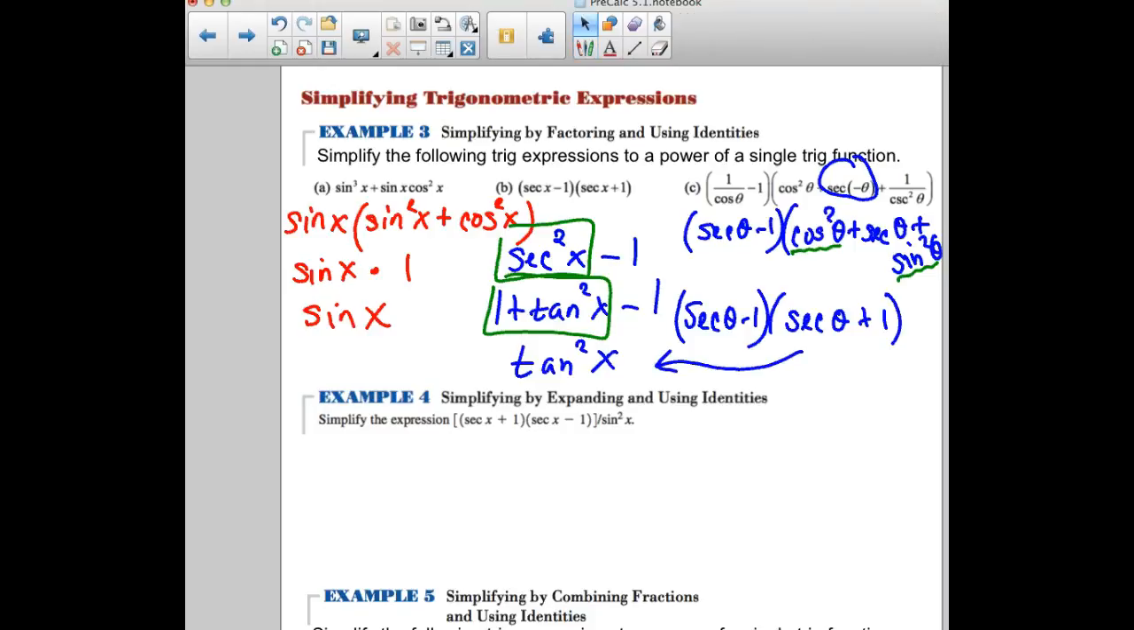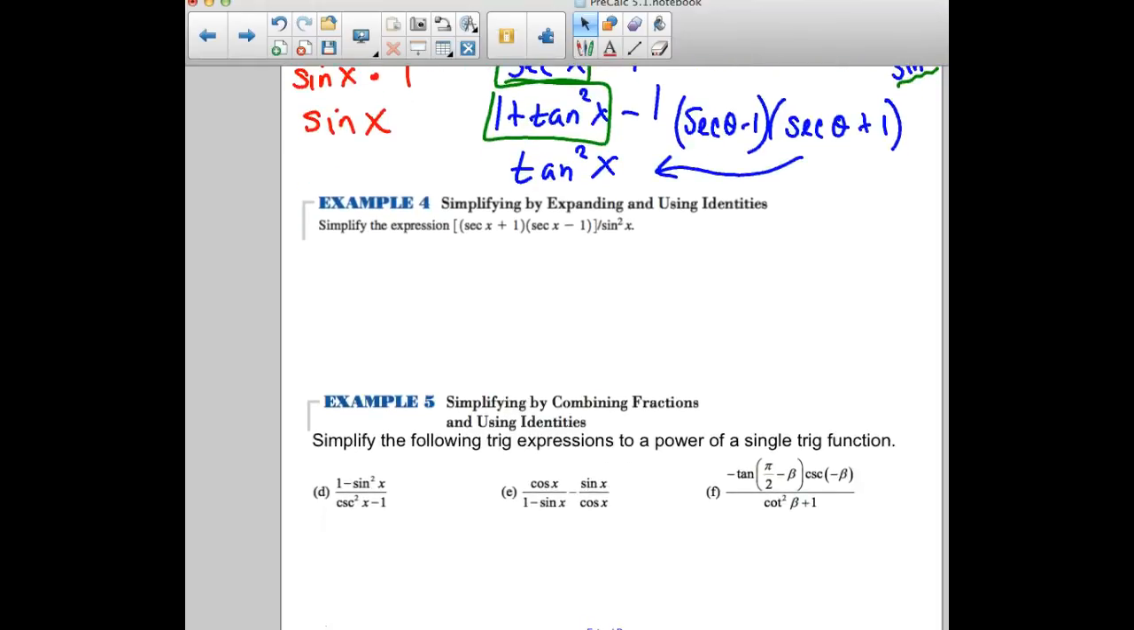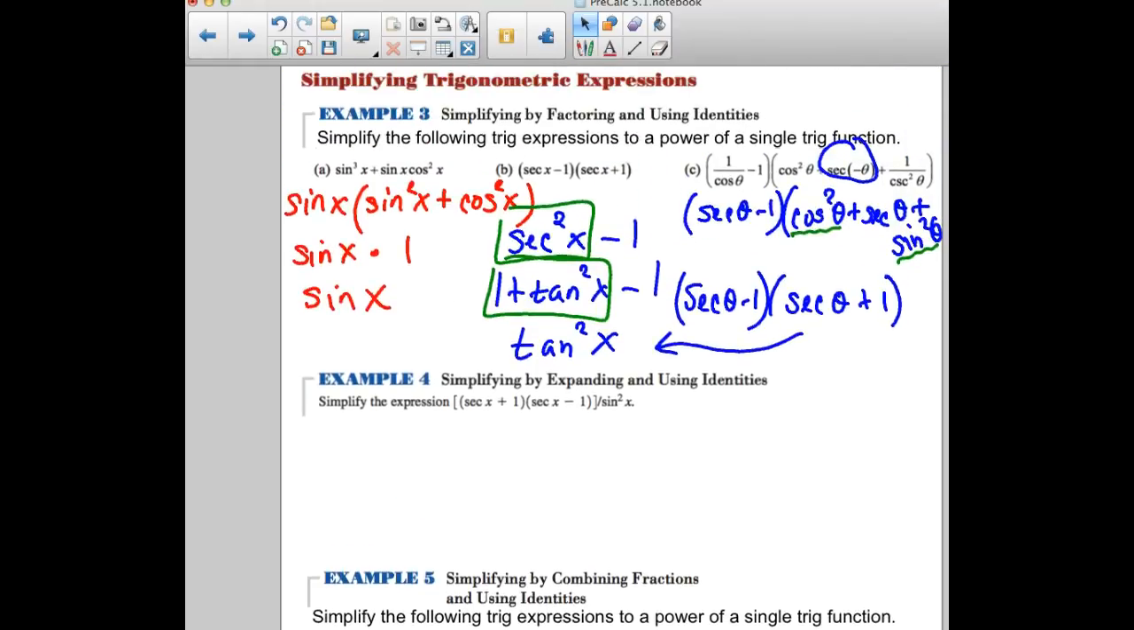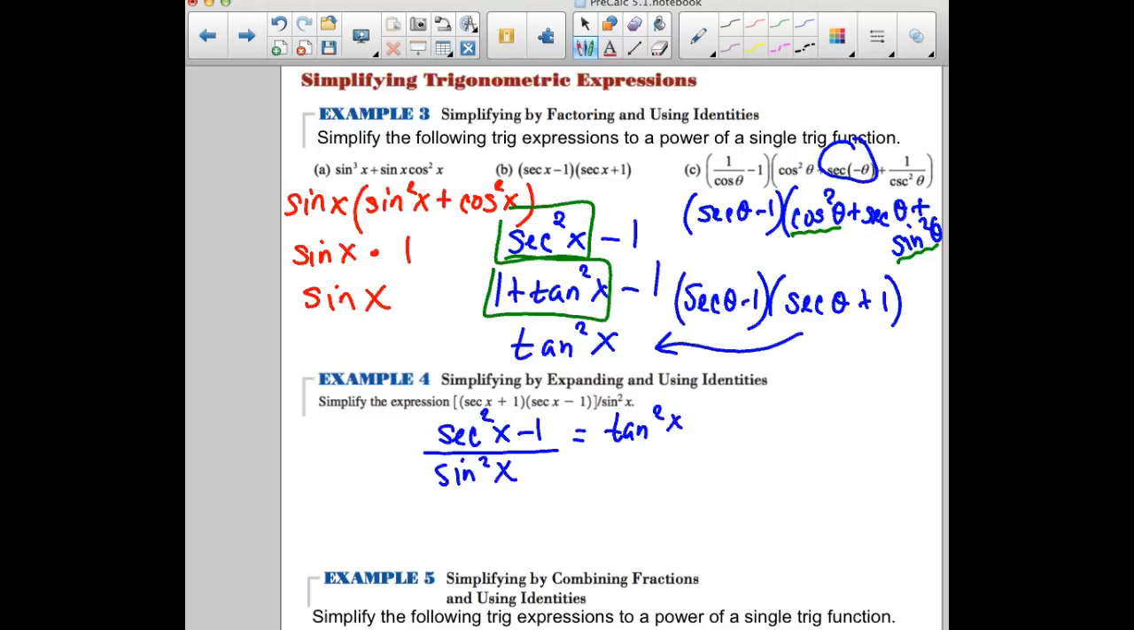All right, let's try to get one more example in here. It says simplify the expression secant plus 1 times secant minus 1, all of that divided by sine squared. Well, we've done this already twice here. Secant of x plus 1, secant of x minus 1 turns into secant squared of x minus 1. The whole thing is being divided by sine squared of x. Well, secant squared minus 1, our Pythagorean identity says that is tangent squared.